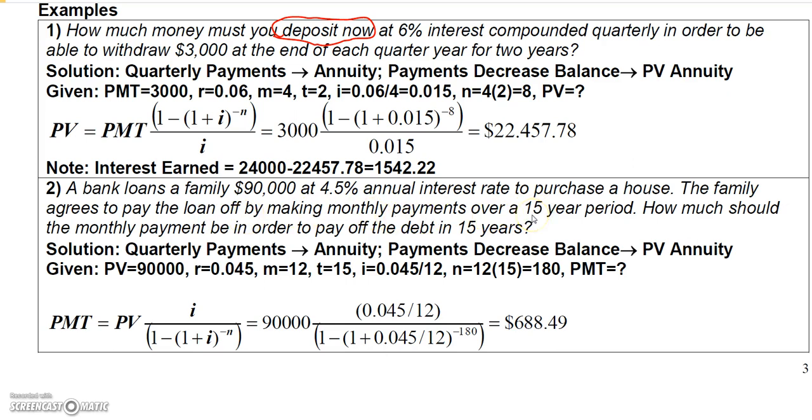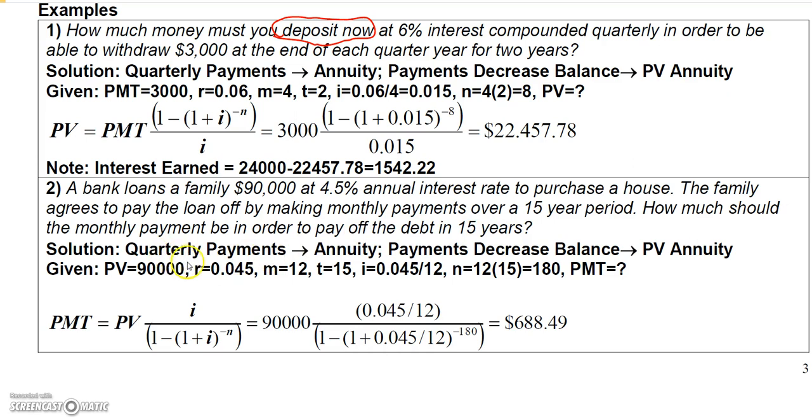Now, a 15-year period is probably not the most common. I think the most common payoff period for a home is 30, but if you pay it off in 15 years, that actually saves you a lot of interest. So I'm going to do this for 15 years. How much should the monthly payment be in order to pay off the debt in 15 years?